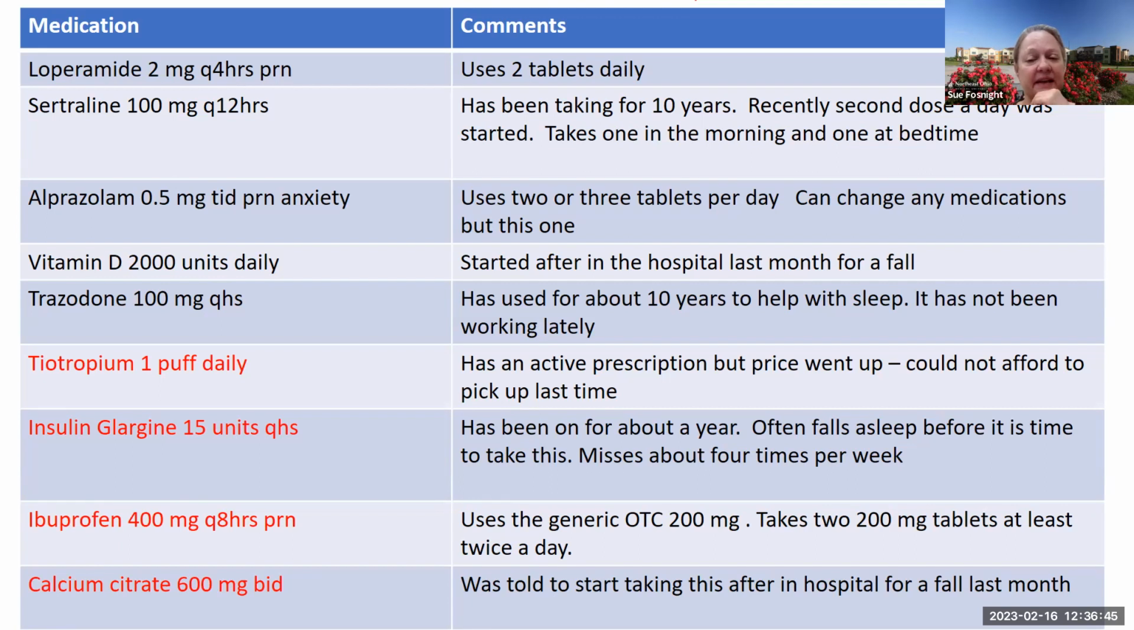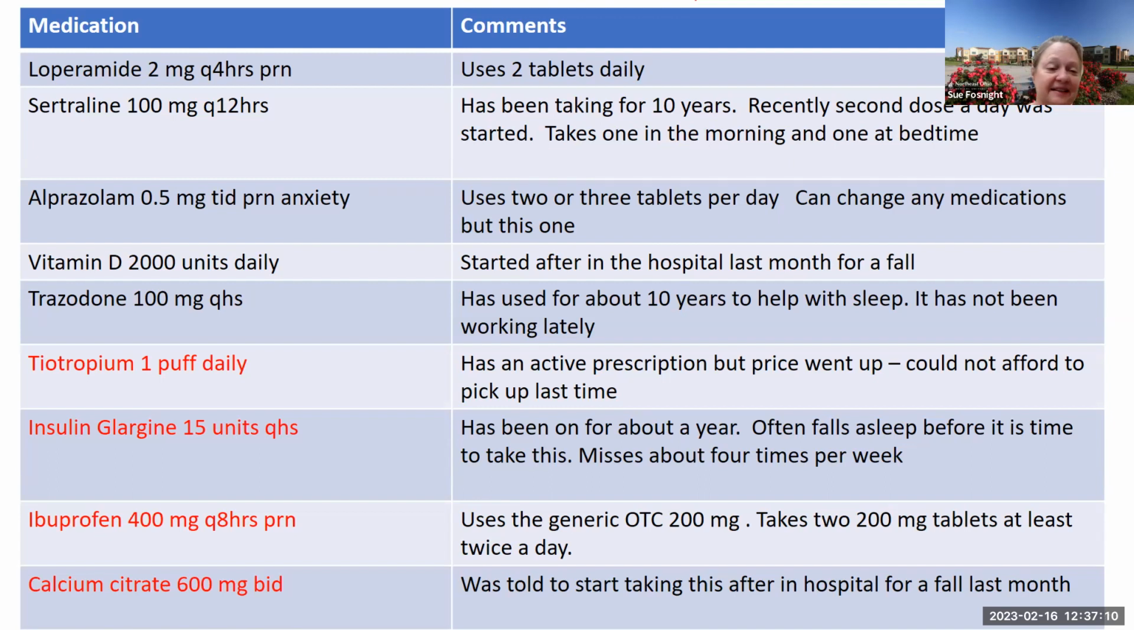She's on sertraline. She's been on that for 10 years, and that's an antidepressant. She recently added a second dose because she was having more trouble with depression. She's on a medication called alprazolam. That's in the benzodiazepine class of medications. It's a drug that often causes falls in our older patients. All the drugs in that class do that.